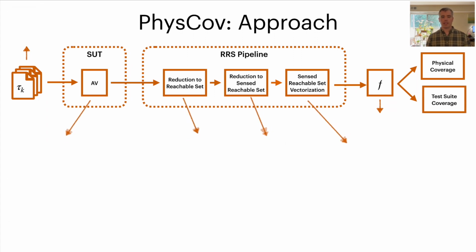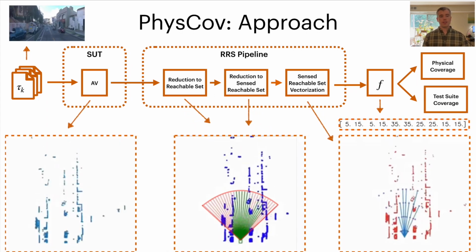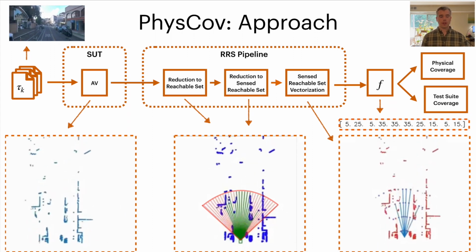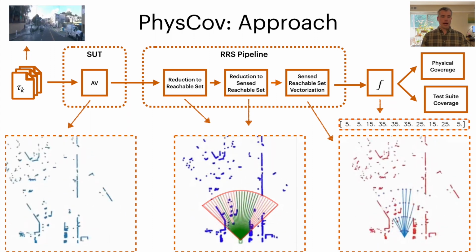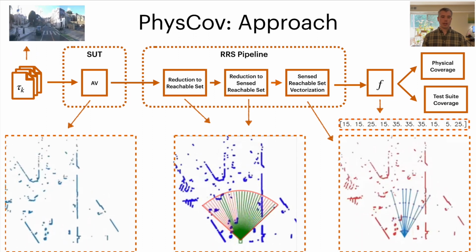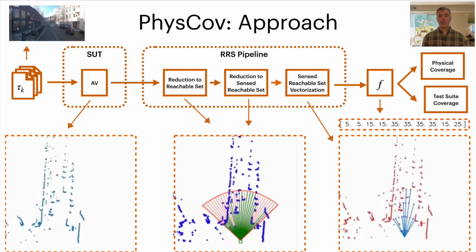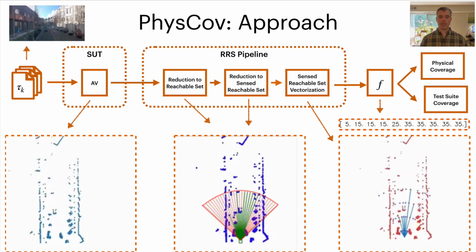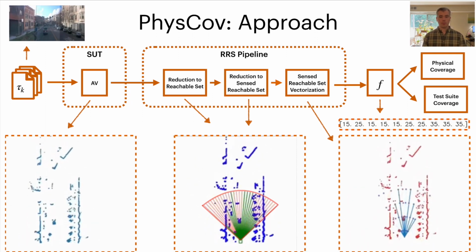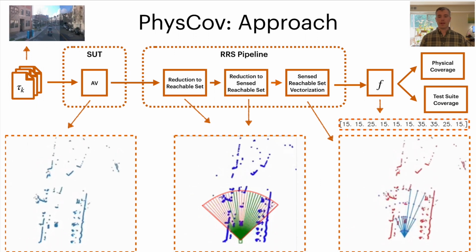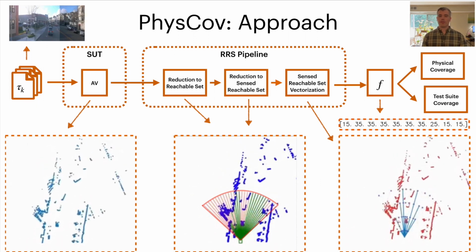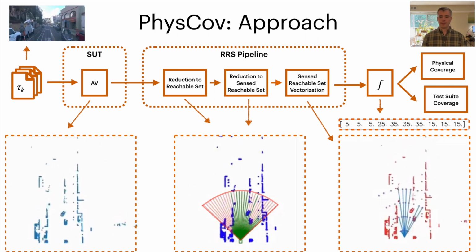And you can see this working for an example below. So this is from Waymo, which is a real-world self-driving car made by Google. And you can see that the vehicle's driving on the top left. You can see on the bottom left the vehicle's sensed environment. Then we have the sensed reachable set represented by green in the bottom middle box. On the bottom right, we have the vectorization. And finally, we have the RS vector shown in the middle on the right.